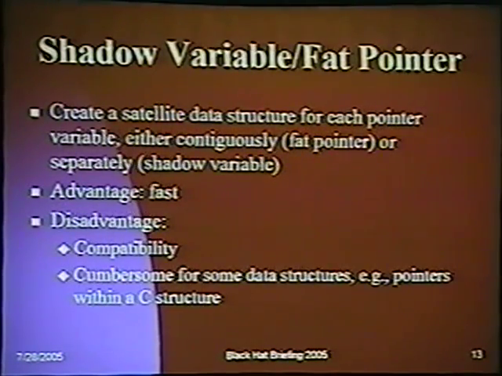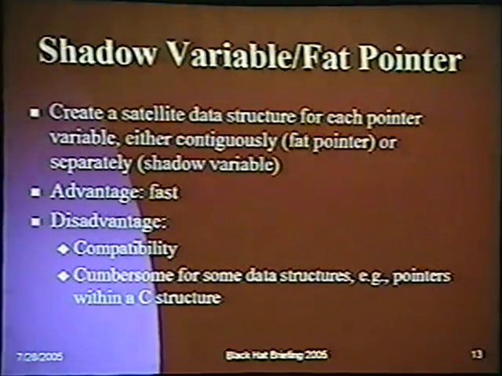So that's pretty easy. The advantage of this approach is that it's fast, but the disadvantage is there's a compatibility issue. You can imagine that for every pointer there's a satellite data structure, and when you have to pass a pointer, you have to pass the corresponding satellite data structure. So the API interface will not be compatible anymore, right? You have to pass in additional stuff. So there's a compatibility issue here.